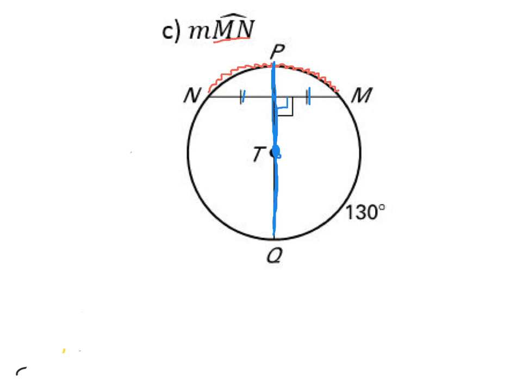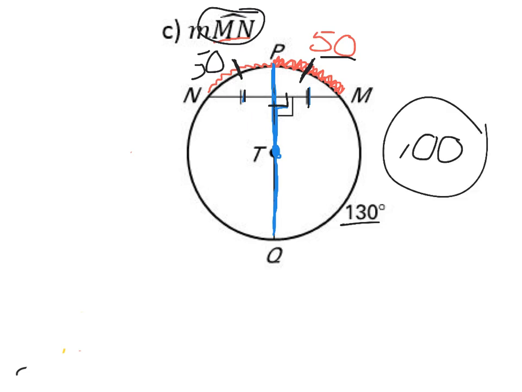Well, they've already told me that this piece down here is 130, which means that this side, arc PM, is going to be 50. Now, from the theorem we talked about earlier, because this is a perpendicular bisector for this chord, it means that these arcs are also going to be congruent. So PM is 50, which means that NP is 50. So my final answer for MN is going to be 100, since both those arcs are 50.